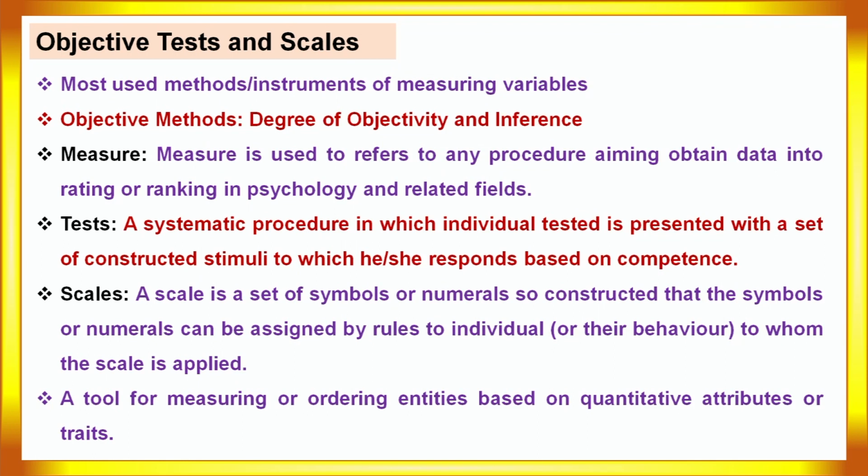A scale is also a set of constructed stimuli. Again, there are two aspects to defining a scale. One aspect is that a scale is a set of symbols or numbers so constructed that the symbols and numbers can be assigned to an object, or a group of objects, or to their behavior, to whom the scale is applied. So that is one aspect.